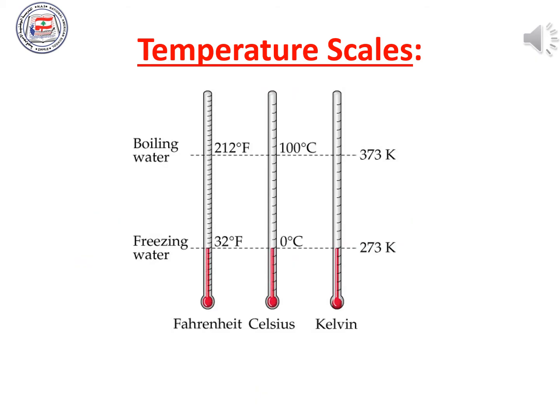In the figure in front of you, you can see 3 thermometers with 3 scales, the Fahrenheit scale, the Celsius scale, and the Kelvin scale. This figure also shows the freezing points of water and the boiling points of water on each scale. As we already stated, on the Fahrenheit scale, the freezing point of water is 32 degrees Fahrenheit. On the Celsius scale, it is 0 degrees, and on the Kelvin scale, it's 273 degrees. However, the boiling point of water on the Fahrenheit scale it is 212 degrees, on the Celsius scale it is 100 degrees, and on the Kelvin scale it is 373 degrees.